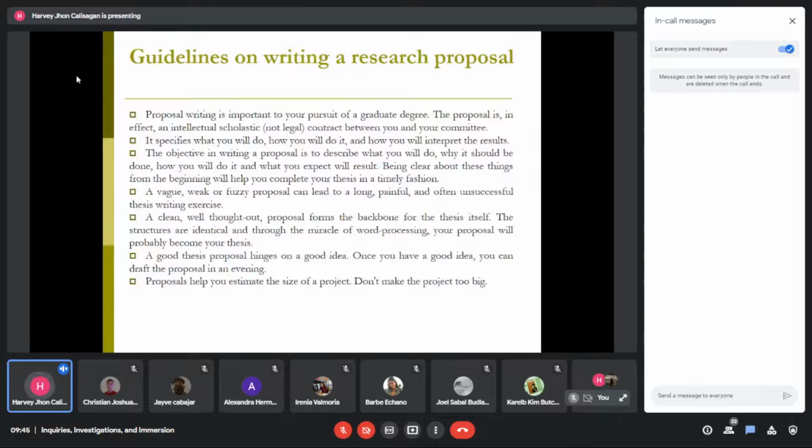Okay, so guidelines in writing a research proposal. Proposal writing is important to your pursuit of a graduate degree. Like what is happening right now with your capstone research for Grade 12, it's very important. The proposal is in fact an intellectual, scholastic, not legal, contract between you and your committee. Let's say this is your passport for success. For example, your research is the key to the door of your graduation.